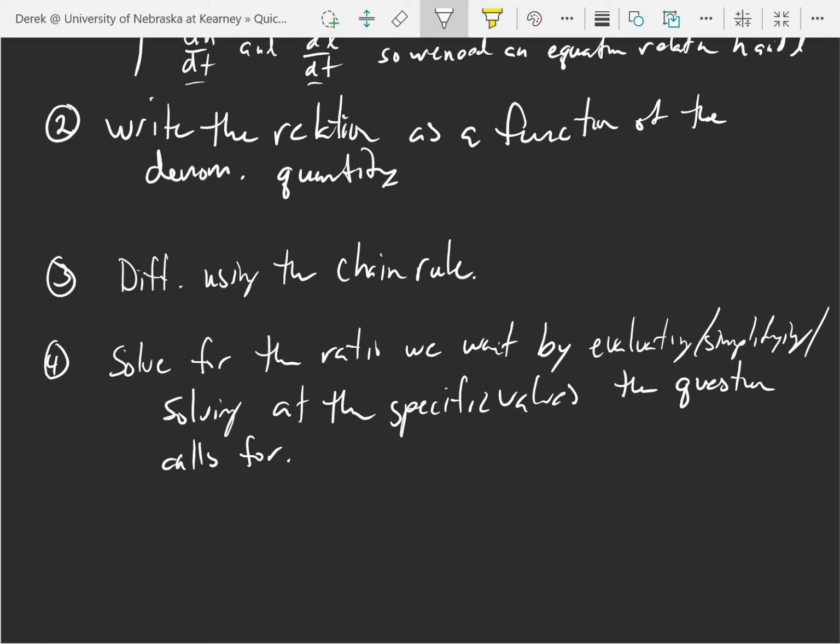Okay, so that's kind of your standard related rates problem. It's an application in finding a relationship between variables and then applying a derivative and simplifying, solving for what you need.